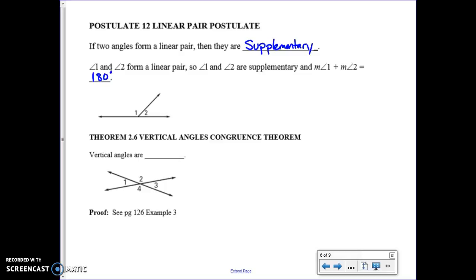All right, the vertical angles congruence theorem, this is another one we've talked about. Vertical angles are congruent. You want to see a proof of this? Page 126, example 3 has a great proof. So that tells you that angle 1 is congruent to angle 3, or that angle 2 is congruent to angle 4. Those are our vertical angles that are across from each other.